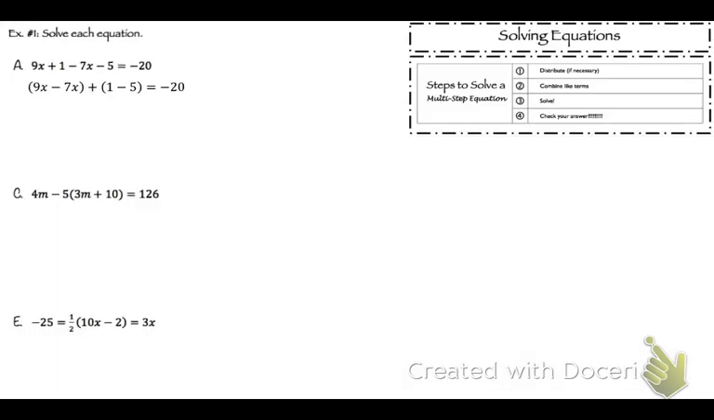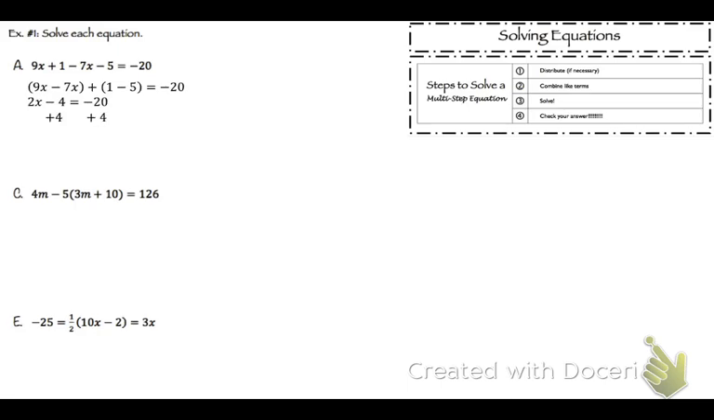Oh, looks like I skipped the first step. Okay, so the first step was to distribute, and we don't have to distribute. There's nothing there to distribute. The second step is to combine like terms. So I'm combining my x's, I have the 9x and the negative 7x, and I'm combining my numbers, 1 minus 5. So you get 2x minus 4 equals negative 20.